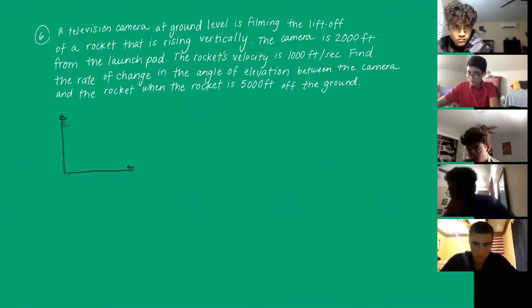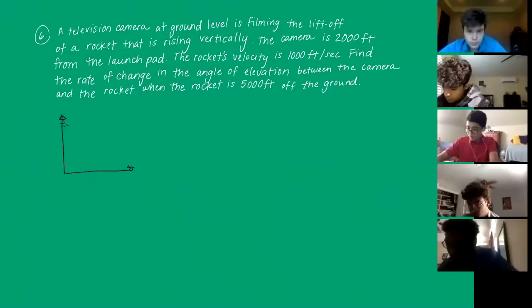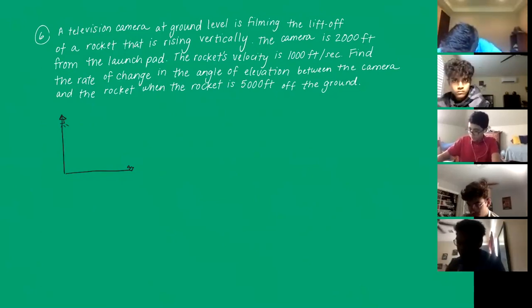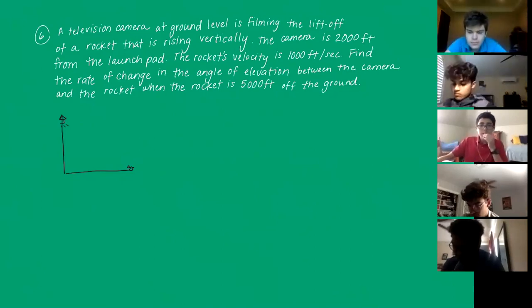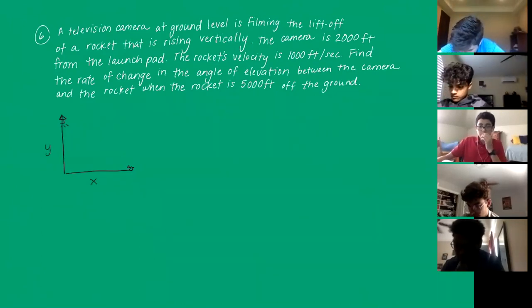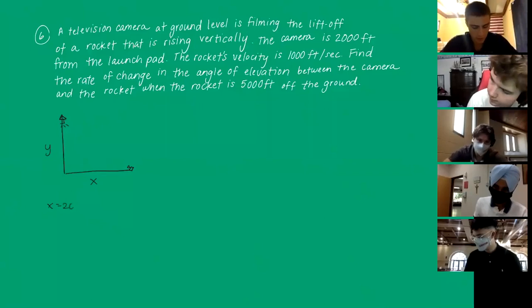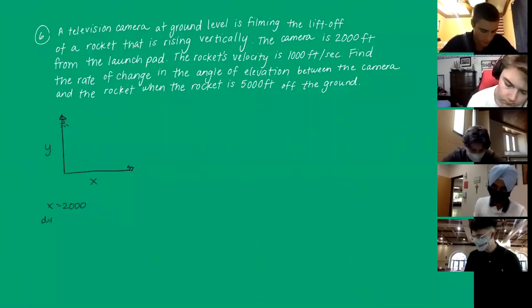All right, JJ, I'm coming to you. What do you got? So I wrote C equals 2,000. What is C? I just put the distance from the camera to the base of the rocket. Okay, can I make a suggestion, JJ? Can we call this X and this Y? Yes, let's do that. So I put X equals 2,000. Then I put dy/dt equals 1,000. And then I just put Y equals 5,000.